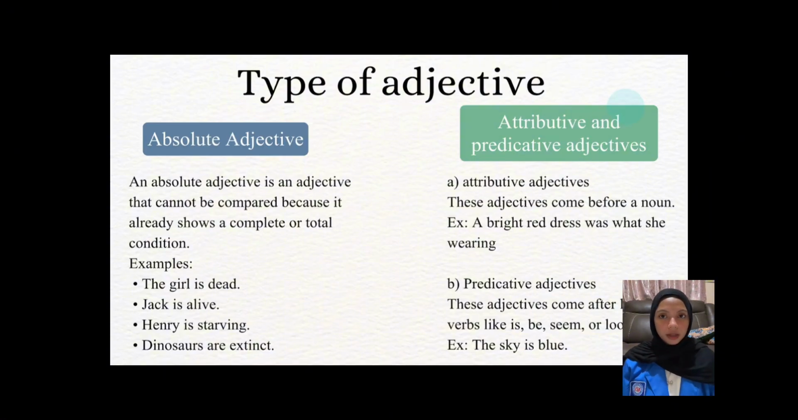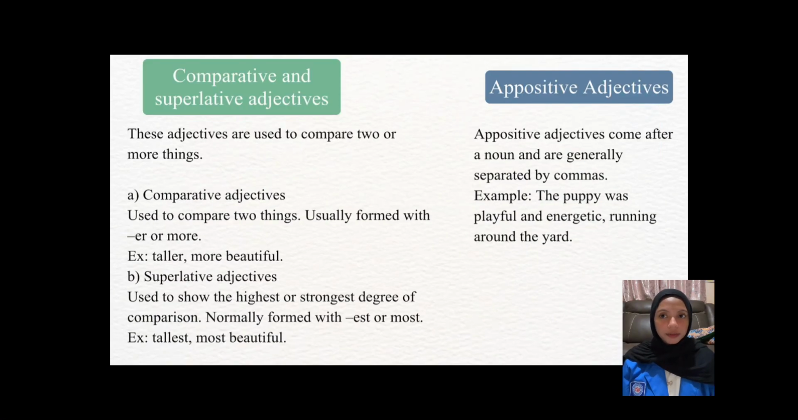And next we have attributive and predicative adjectives. An attributive adjective comes before a noun. For example, she wore a red dress. Meanwhile, a predicative adjective comes after a linking verb like is, be, seem, or look. For example, the sky is blue. And then we have appositive adjectives. These adjectives come after a noun and are usually separated by commas. For example, the puppy, playful and energetic, ran around the yard.